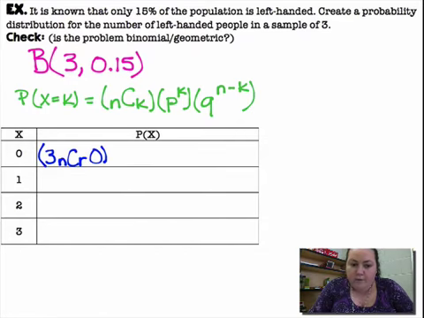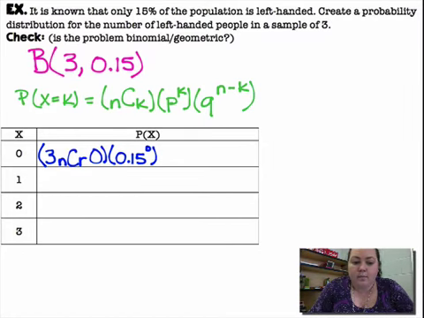So there's the formula. I would plug in all those pieces. N is 3, K is the X value for that specific row, Q is 1 minus the probability, and P is the probability. And then C stands for combination. So NCR is the button you would press on your calculator to get combinations, which is under math and then probability.